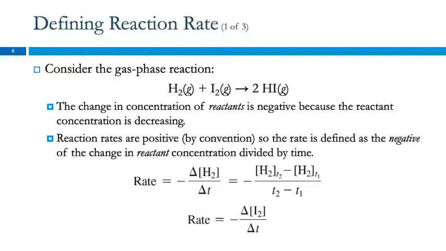And we can do a similar thing for the other reactant, the iodine. We can define the rate of the reaction as negative change of iodine concentration divided by change in time. These are two different descriptions or definitions of the same process, and so those rates will be equal. Any questions?